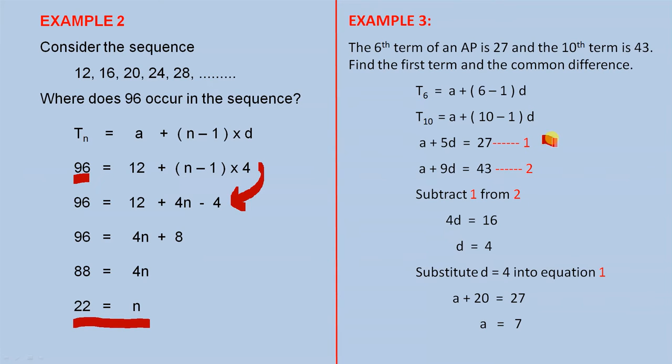So here, if you notice, we have some simultaneous equations. Now we saw in earlier videos how to solve simultaneous equations. In this case, subtract 1 from 2. That's the first equation and that's the second. So subtract 1 from 2, so that gives us 4d equals 16, which gives us d equals 4. So substitute d equals 4 into equation 1. That gives us a plus 20 equals 27, therefore a equals 7. So the first term equals 7, and the common difference is 4.